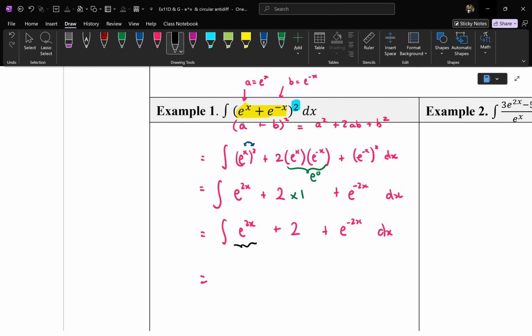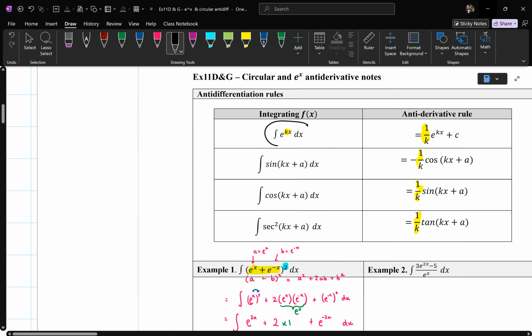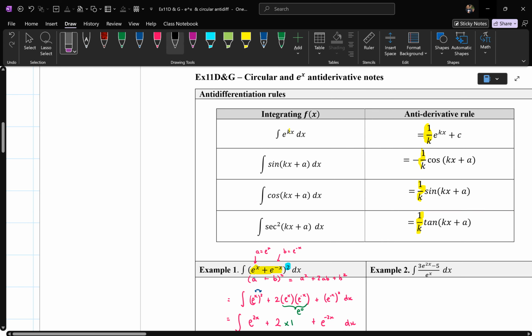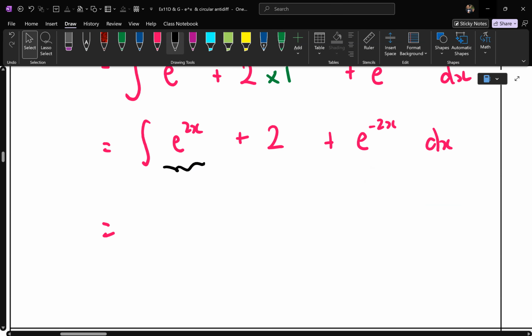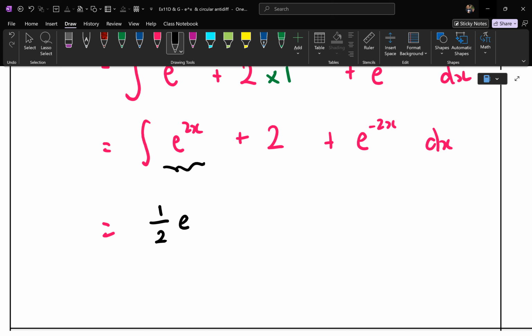What would you get? The rule's right here. You get 1 over 2, yep, e to the power of 2x. Beautiful. That's it. So the k value, or the coefficient in front of x, is 2. So it's 1 on k, e to the kx. Next one. What is the antidiff of 2?